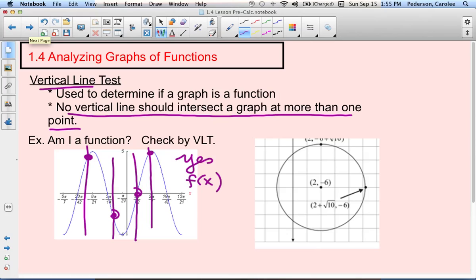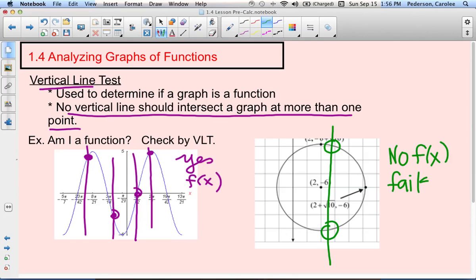The second example, which is the circle, if we create a vertical line, we notice that at this place and this place on the line, it touches twice. So we'd say this is not a function because it fails the vertical line test. It touches more than once on that vertical line.